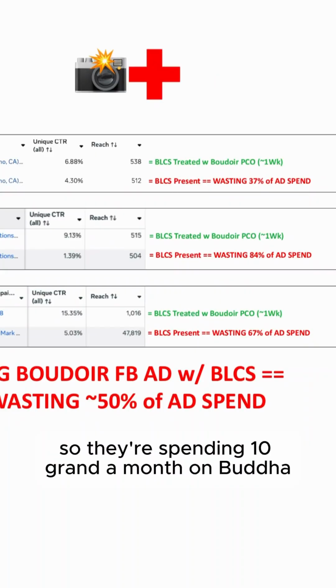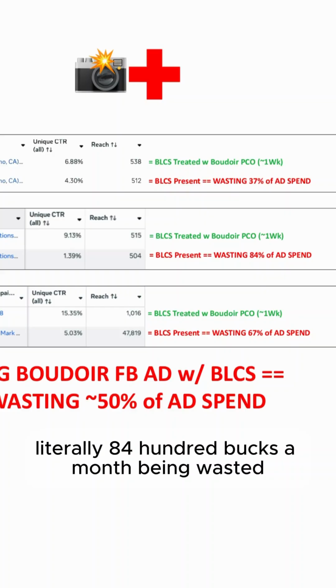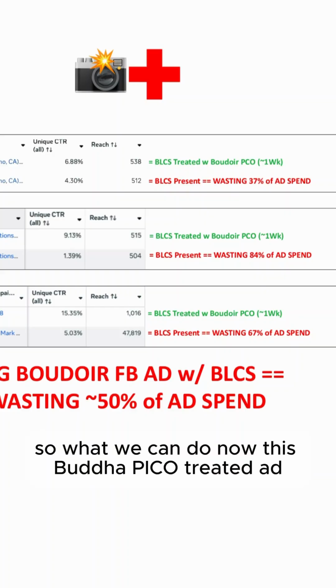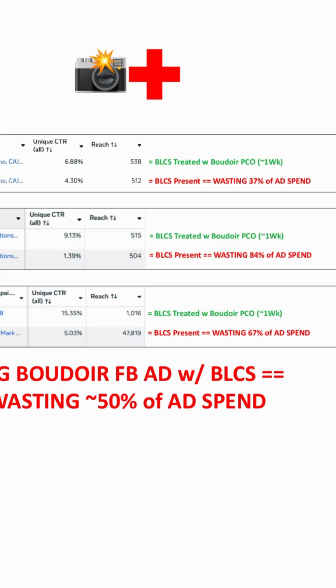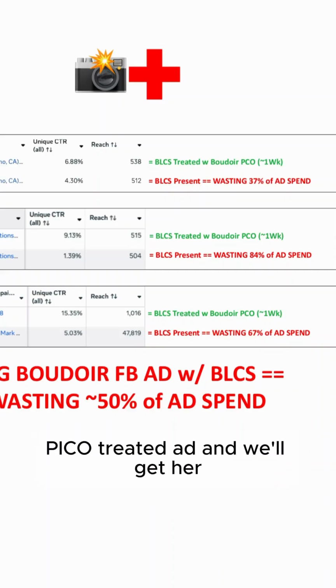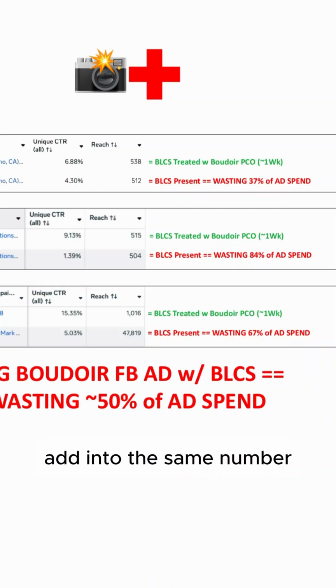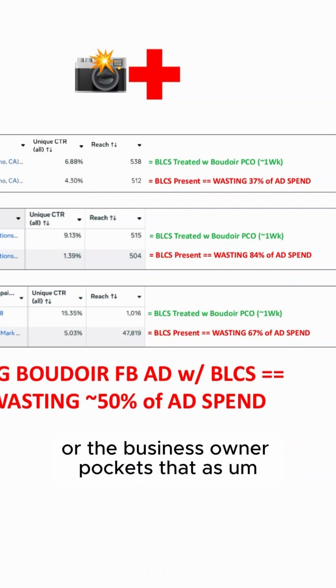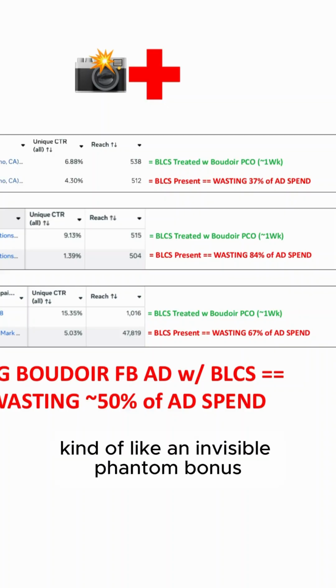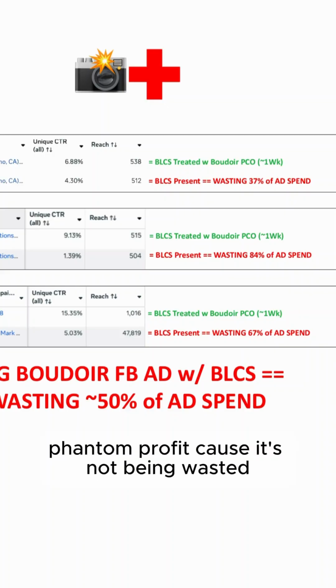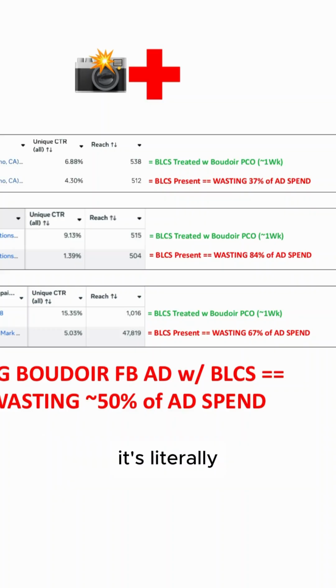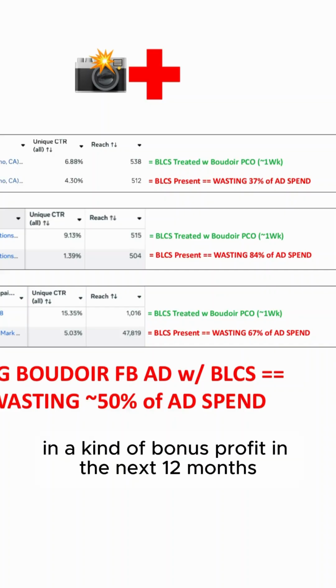So if they're spending 10 grand a month on Boudoir Facebook ads, literally $8,400 a month being wasted, thrown out the window. So what we can do now with this Boudoir Pico treated ad is eliminate that wasted ad spend, only spend the difference, $1,600 a month on the Boudoir Pico treated ad, and we'll get our ad into the same number of women's brains as the original at 10 grand a month spend. So massive gains there, and the business owner pockets that $8,400 as kind of like an invisible phantom bonus, phantom profit, because it's not being wasted. It's literally something like 100 grand in kind of bonus profit in the next 12 months.